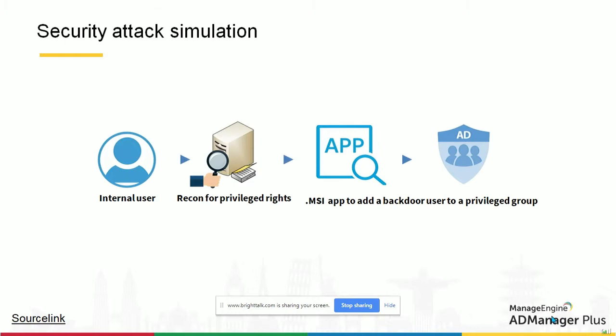And once the reconnaissance part is done, I will install an MSI application, a Windows installer application, using which I will add a backdoor user to a privileged group. Any group: the admin group, the domain admins group, a group that has access to sensitive file and folder data. Now let's go ahead and actually perform the attack, right?